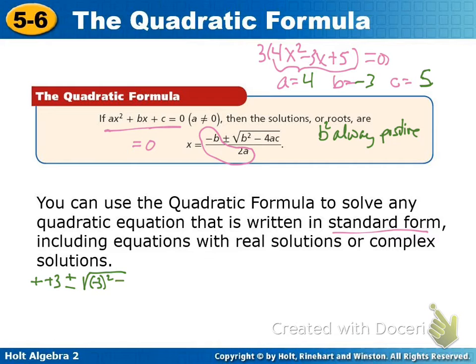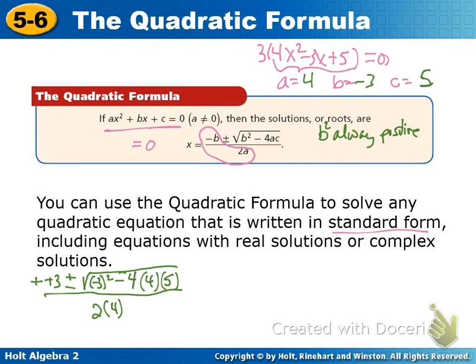Okay, and then minus 4 times our A, which was 4, and C was 5, all over 2 times our A of 4. So it looks like a jumbled mess, right? Especially on the inside. So what we're going to do here is simplify the inside down. We'll just work with the radical, and then we'll bring back in our b and our 2a down here.